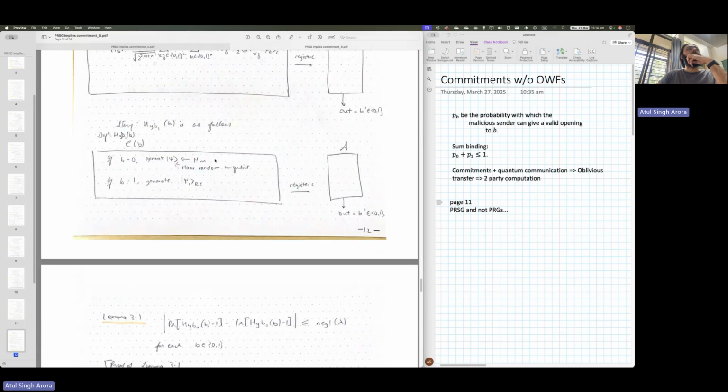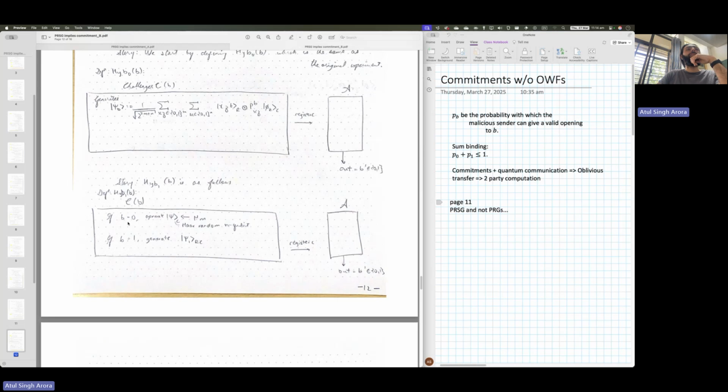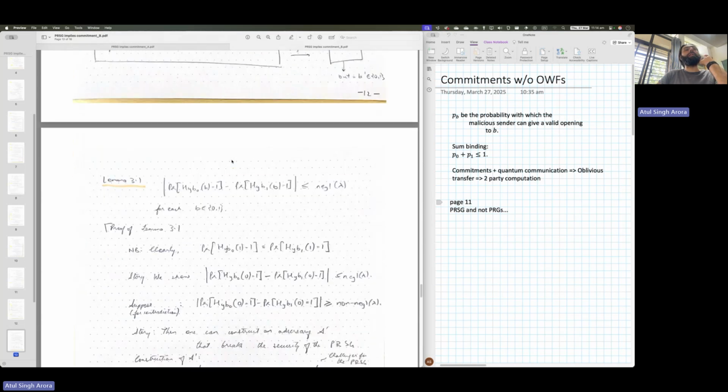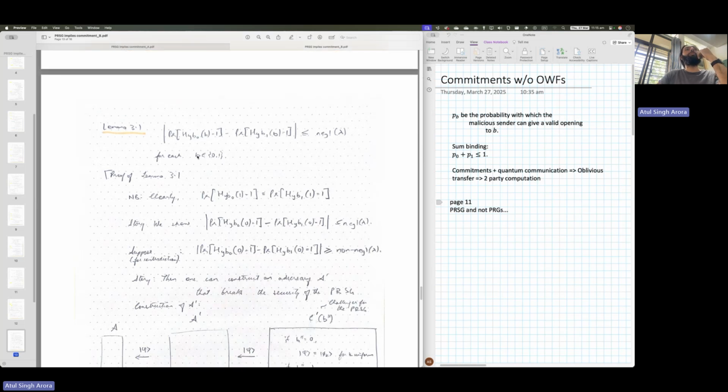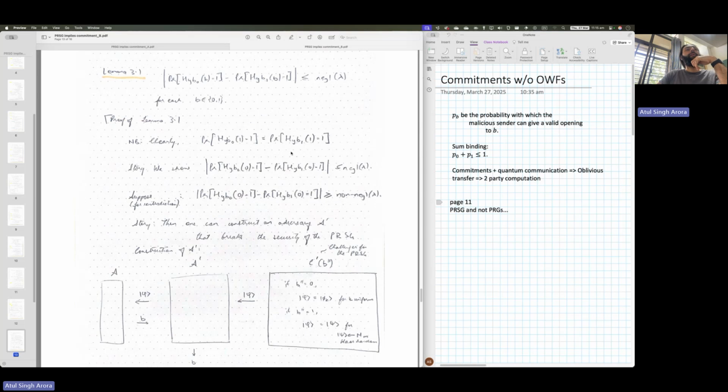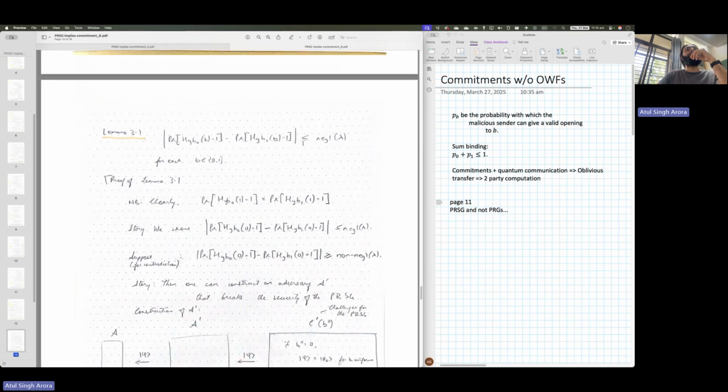For hybrid one, what we're going to do is when B is 0, we're going to sample a uniform, a hard random state. And when B is 1, we're going to send whatever was sent in the first hybrid, psi 1. The rest is the same. So we first show that these two hybrids are the same. Our probability of outputting 1 in both hybrids is the same for each B equals 0 and B equals 1. It's evident that for B equals 1, the hybrids are exactly identical.